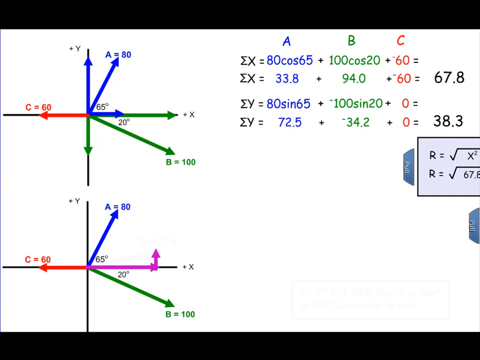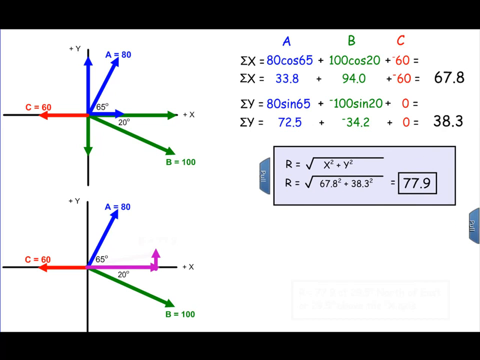So we can then define the resultant by using the Pythagorean theorem. And we'll take the square root of our sum of the x's squared plus the sum of the y's squared. And we get a value of 77.9 for the resultant. And let me click on it, and you can see that value, what the vector looks like, and what the value is.